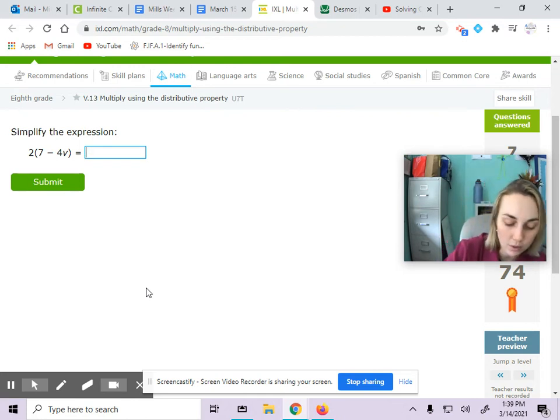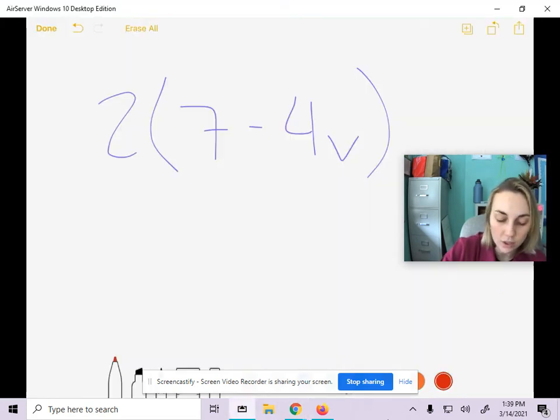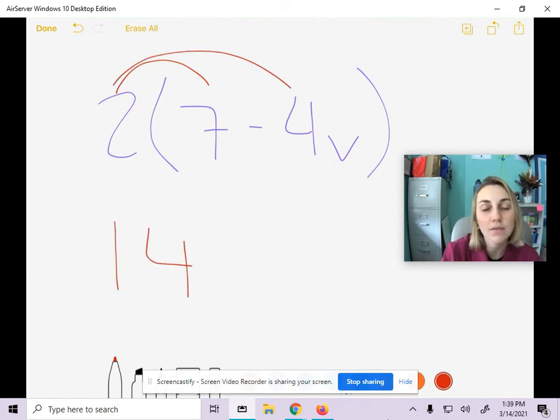So we have 2. We're going to multiply that by 7 minus 4v. Okie dokie. So first we have 2 times 7. Well, 2 times 7 is going to give us 14. And then we have 2 multiplied by negative 4v. The reason I'm calling this a negative 4v is you have to take that operator in front of the number. In this case, the operator in front of the 4 is a minus sign. So that's the same as saying 2 times negative 4.